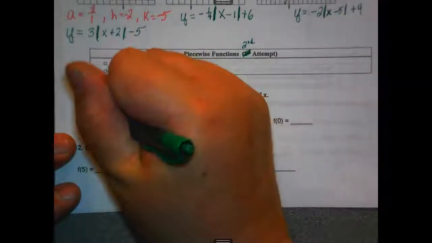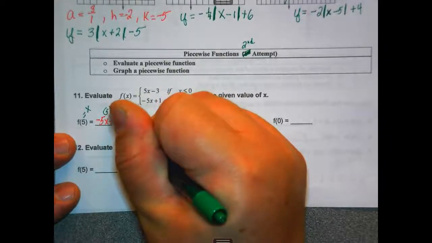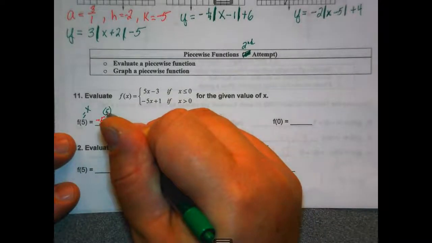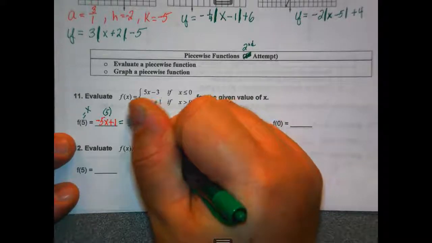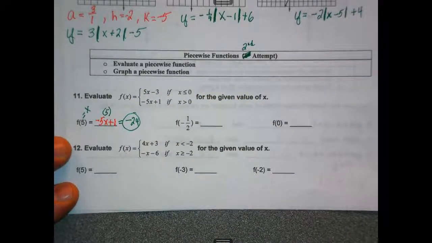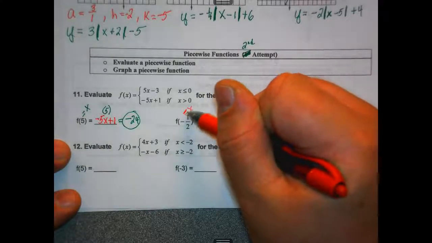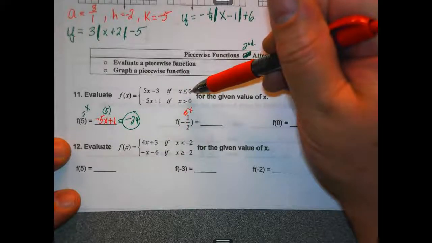So 5 equals x. I need to put in 5 for x. So negative 5 times 5 is, that's right, negative 25 plus 1. Fantastic. Okay, the f of negative 1/2. So negative 1/2 equals my x. Is negative 1/2 less than or equal to 0? Yes.